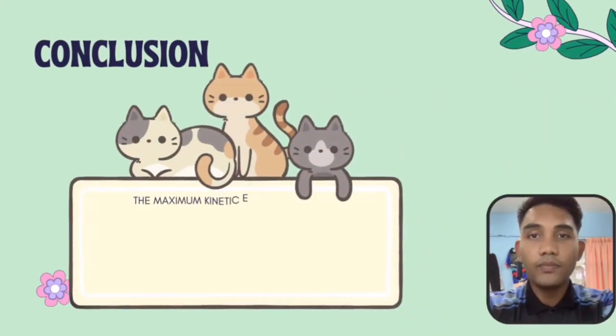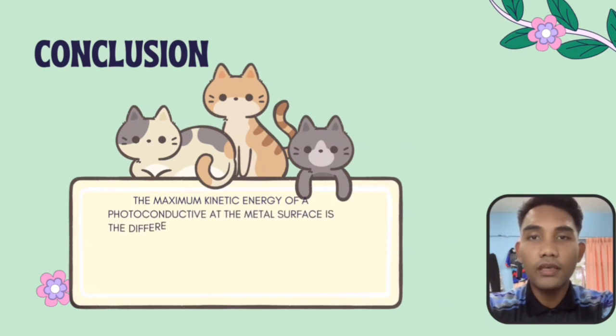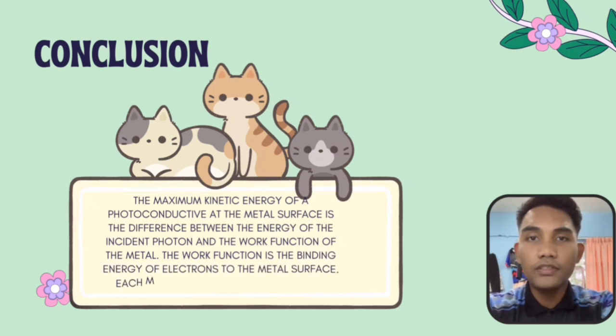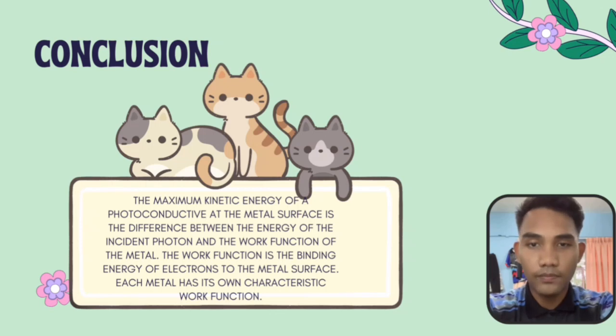In conclusion, the maximum kinetic energy of photoelectrons at the metal surface is the difference between the energy of the incident photon and the work function of the metal. The work function is the binding energy of the electron to the metal surface. Each metal has its own characteristic work function.